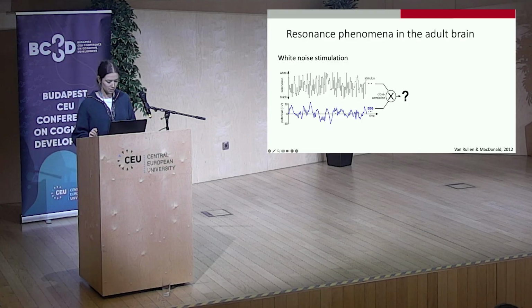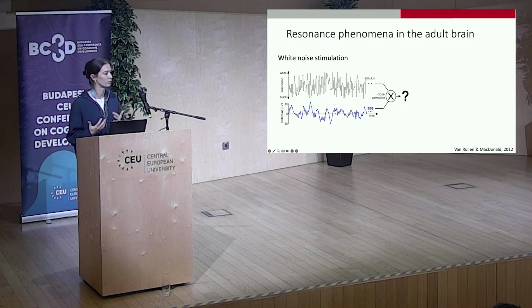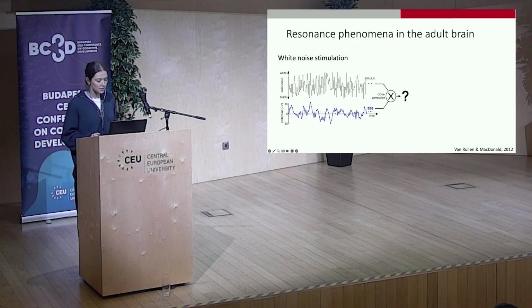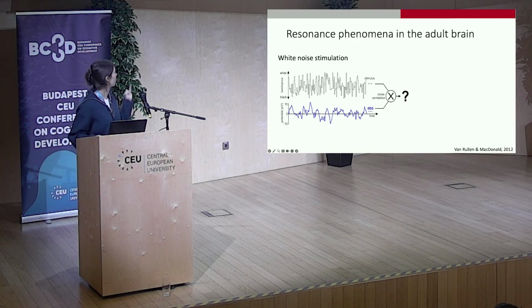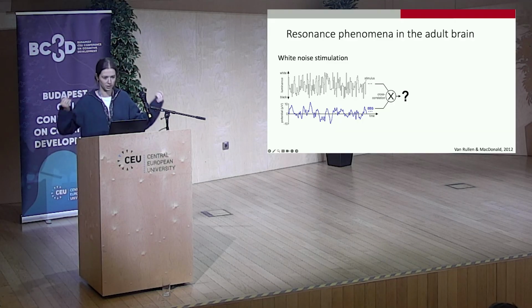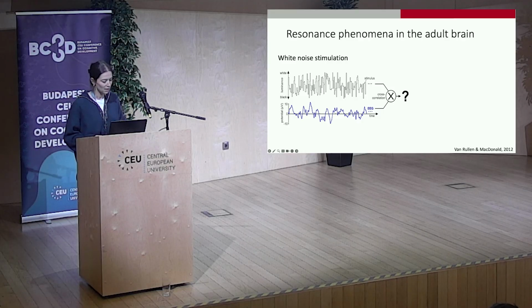There's a second study by Van Rollen and McDonald from 2012 that corroborates this notion of alpha as a crucial frequency in information processing. Adult participants were presented with white noise sequences, that are stimulus sequences or light sequences that are tailored to have a flat frequency spectrum. So it's not like one frequency is particularly dominant, but they're all present equally strong.